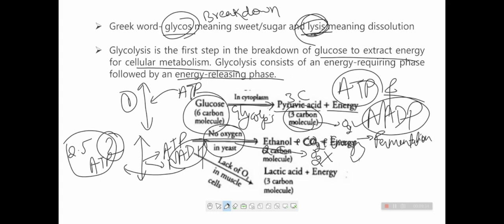Another is a lack of oxygen in the cell. Glucose is converted into lactic acid, that is 3-carbon, plus energy. This process occurs in muscles.